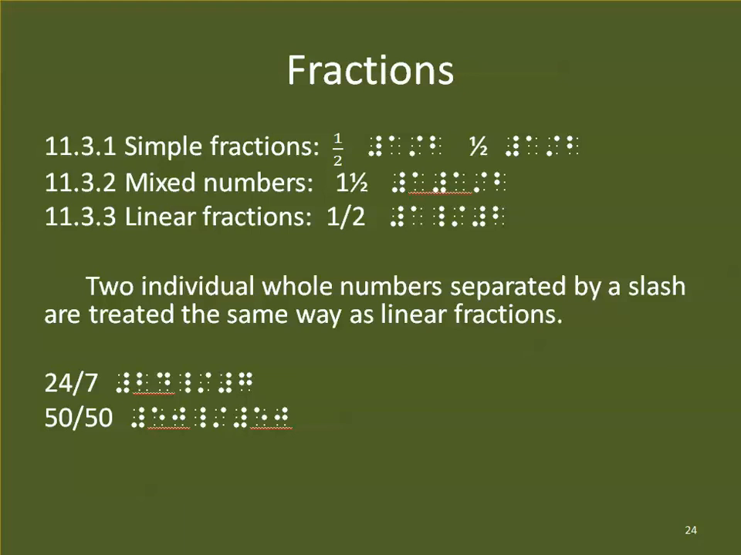So the way we treat fractions is dependent on what print looks like, actually. If they're on the same level, then no matter whether it's a linear fraction proper or it's just two numbers separated by a slash, we're treating it the same way. So we do the first number, slash, numeric mode again, and then the second number. If we have 24/7, 50/50, 20/20, anything like that, we're not trying to figure out if that's a fraction or two separate numbers separated by a slash. We braille what we see. So what we see is a number slash number.